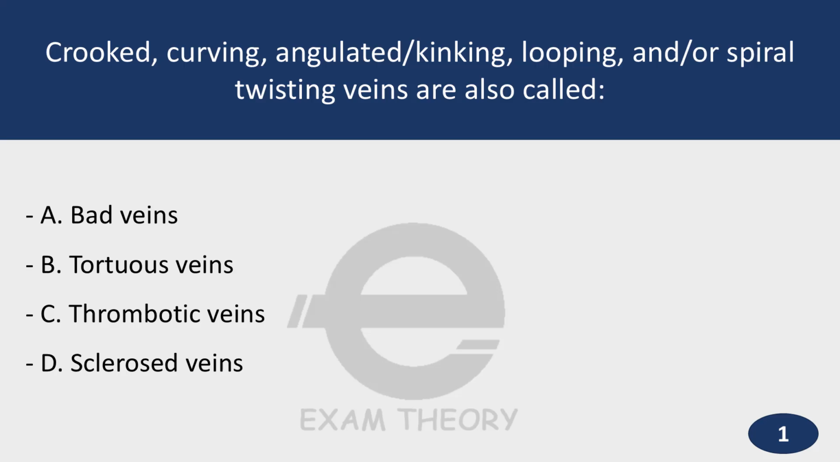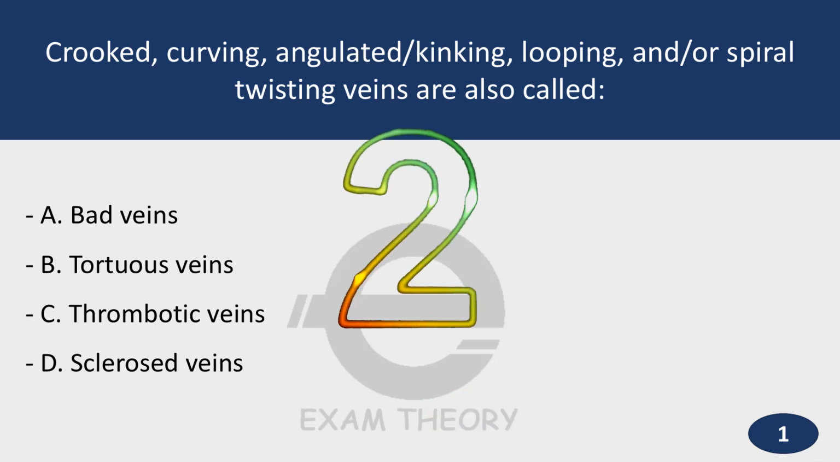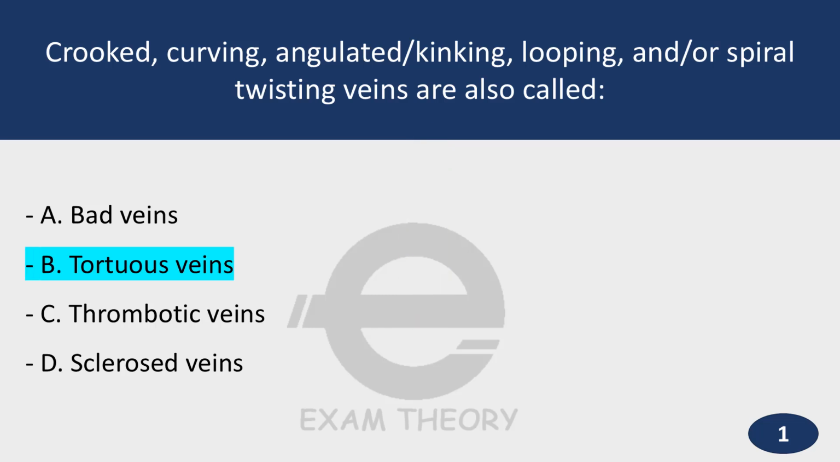Crooked, curving, angulated slash kinking, looping, and/or spiral twisting veins are also called: A. Bad veins. B. Tortuous veins. C. Thrombotic veins. D. Sclerosed veins. The correct answer is B. Tortuous veins.